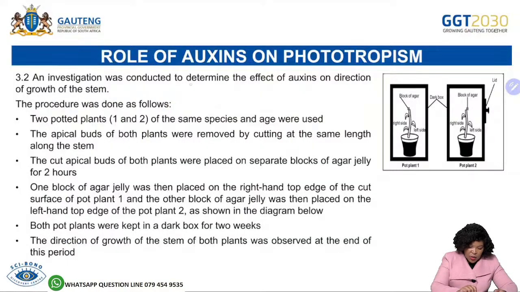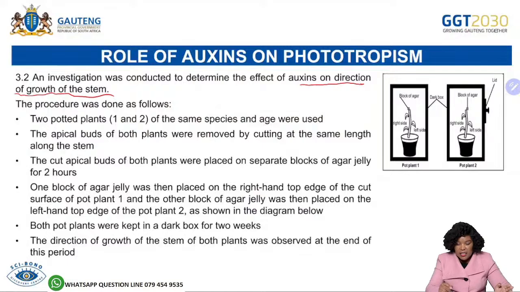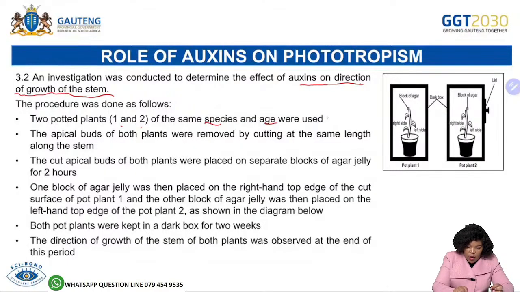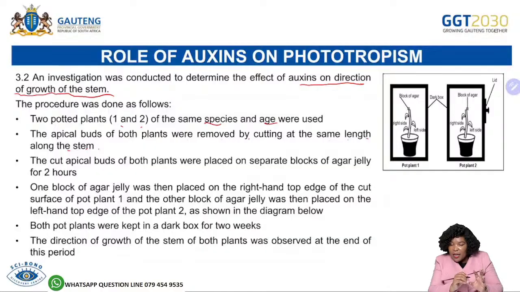An investigation was conducted to determine the effect of auxins on direction of growth of stem. So we want to see if the auxins are there, and then in which direction are the stems going to grow, right? The procedure was as follows. 2 potted plants, 1 and 2, of the same species and age were used. The apical buds of both plants were removed by cutting at the same length along the stem. So this one is similar to the one that we just did.